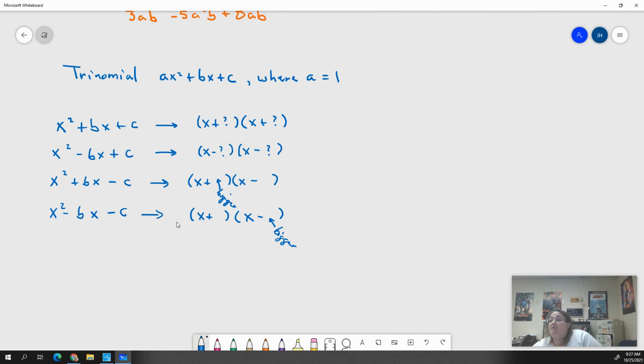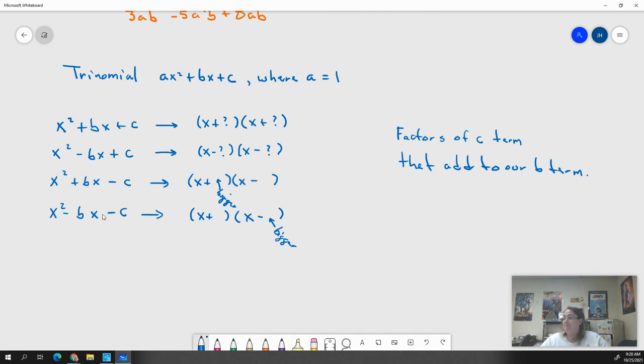The way we find those factors is what we're looking for are the factors of our c term that add to our b term. Factors of c term that add to our b term.